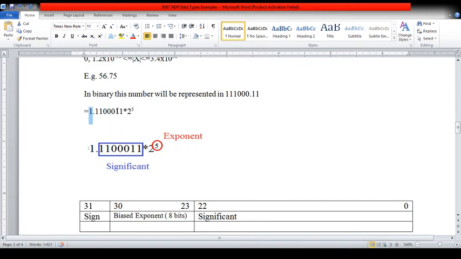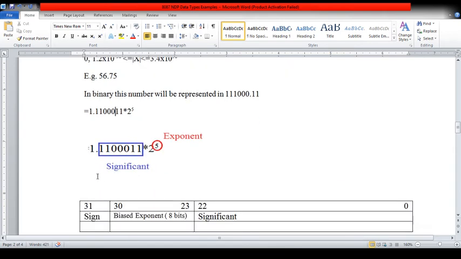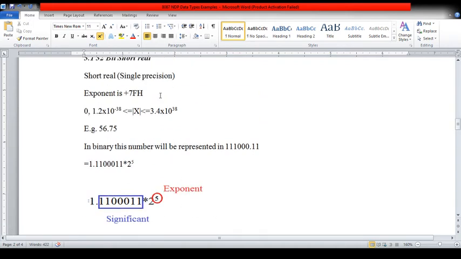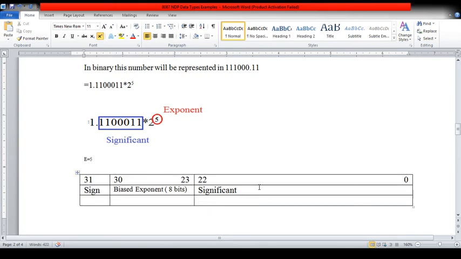So if we wanted to represent this number in the 32-bit short real format, I have exponent equal to 5, and the significand is also available here. In the 32-bit format we follow, out of 32 bits, the first 23 bits will be used for the significand, the next 8 bits for the exponent, and the last bit for the sign representation.